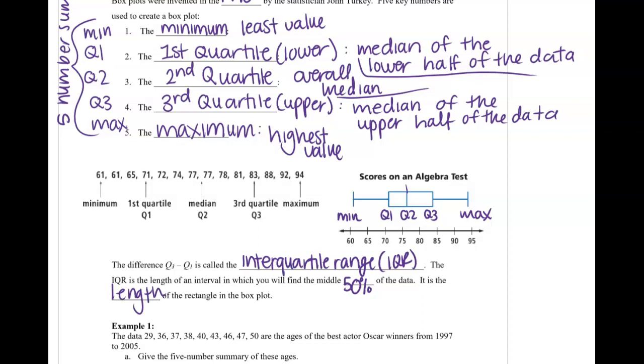So essentially how a box plot is arranged, regardless of how big each side is, 25% of the data is between the minimum and Q1, another 25% is between Q1 and Q2, another quarter is between Q2 and Q3, and the final quarter is between Q3 and the max.